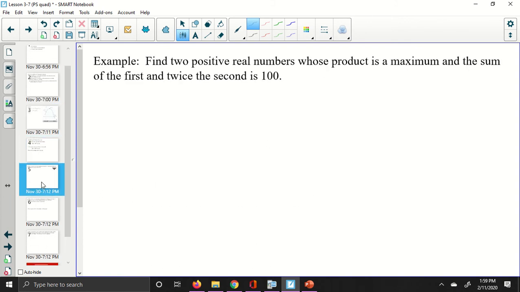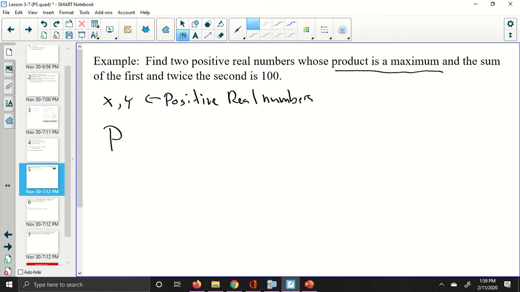So first example, find two positive real numbers whose product is a maximum, and the sum of the first and twice the second is 100. So right off the bat, they're asking us to find a maximum product. So in general, we're going to be looking for a vertex for that particular one. And so positive real numbers, so I'm going to say x and y are my positive real numbers. And we are trying to maximize product. Product implies multiplication.